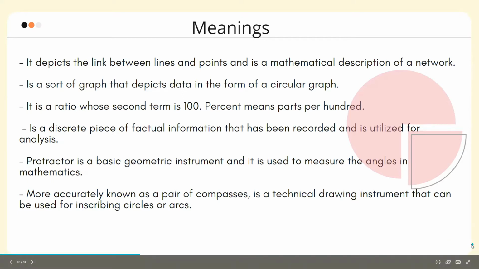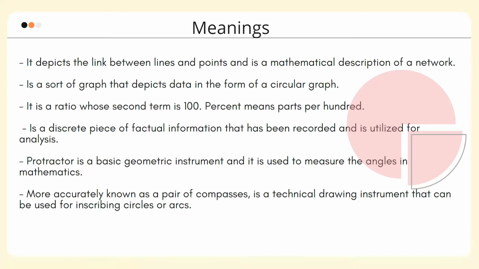Next, data is a discrete piece of factual information that has been recorded and is utilized for analysis. So it is the raw information from which statistics are created. Statistics are the results of the data analysis, its interpretation, and presentation.